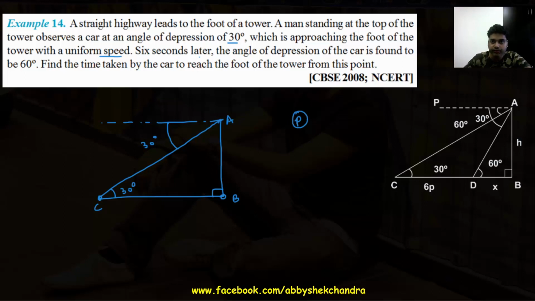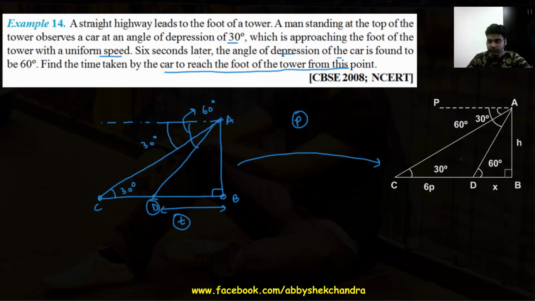6 seconds later, the angle of depression of the car is found to be 60 degrees. So let's say 6 seconds later, the car is somewhere here, and make the line of sight. This is the new angle of depression that is given to be 60 degrees. Now you need to find the time taken by the car to reach the foot of the tower from this point. So from this point to the foot of the tower, the time taken by the car is what we need to find. Fine. So this is how I got to this figure, right?